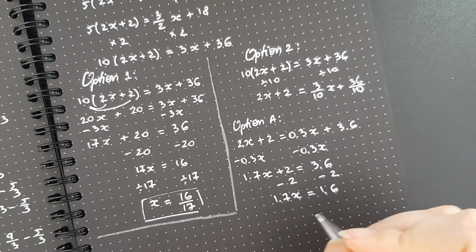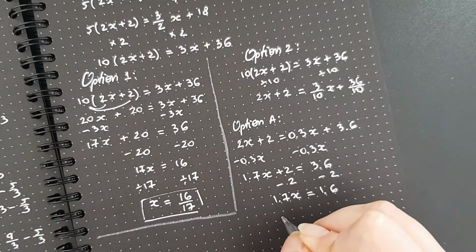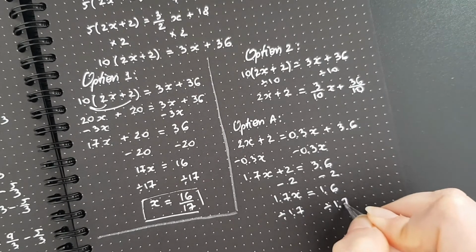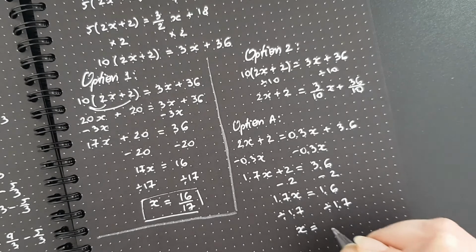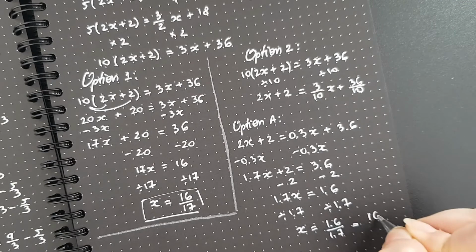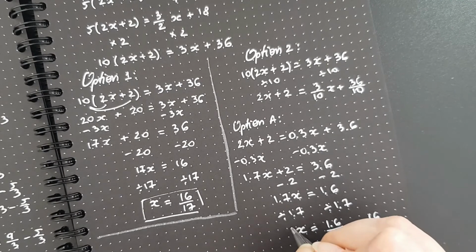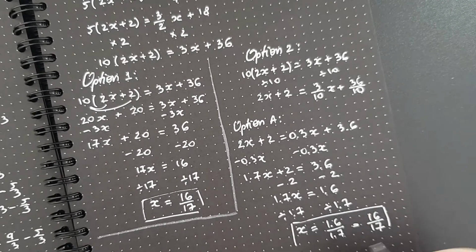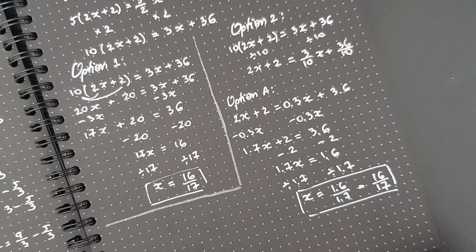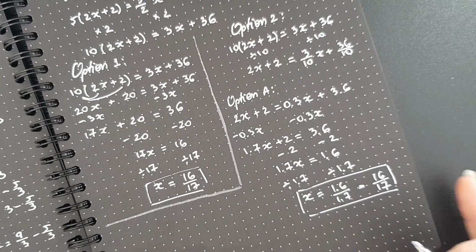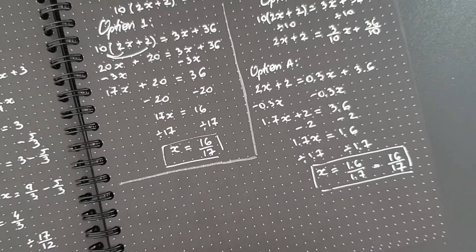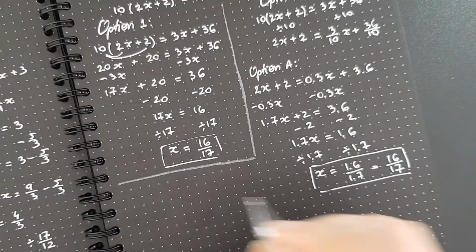And this will give me some dividing by 1.7 on both sides. That gives me x equals 1.6 over 1.7, which is 16 over 17. But oh my, have I just been a little bit extra? I think I have. Okay, option A. Good for option A. We've got some decimals over there.